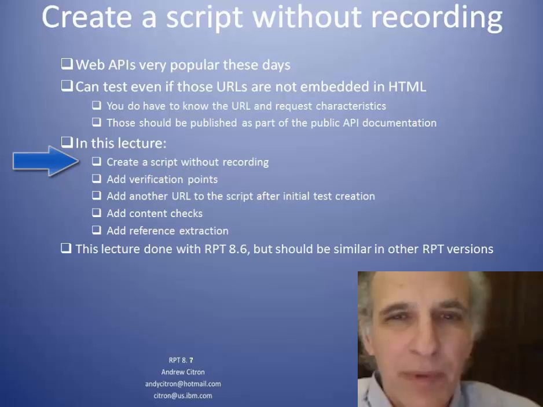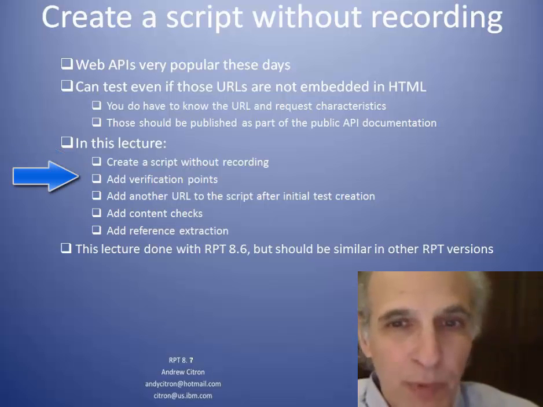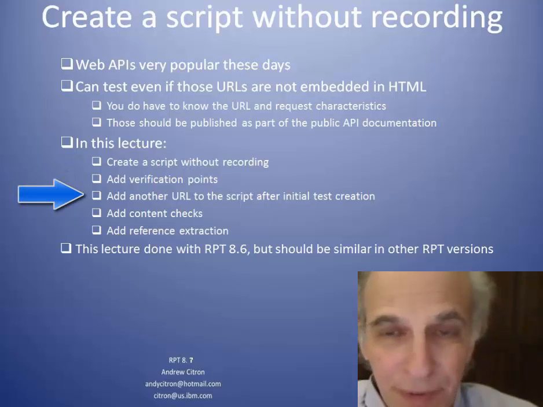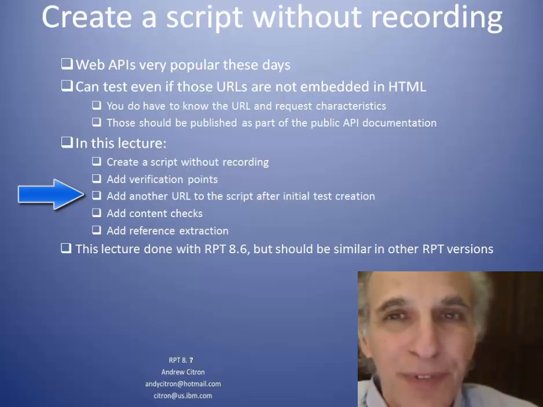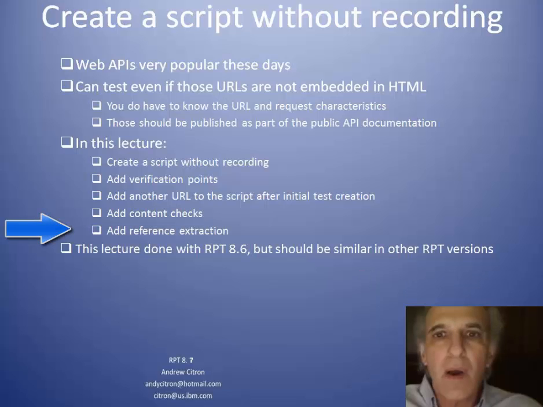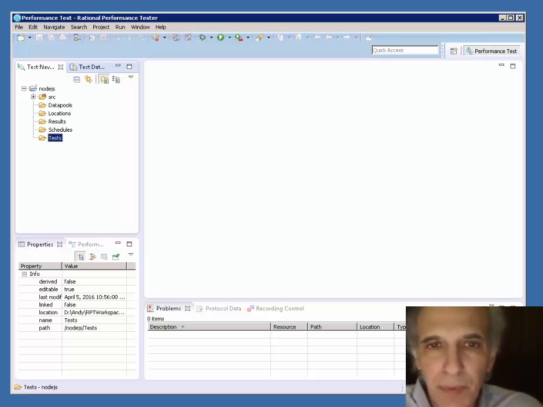So in this lecture, I'm going to cover how to create a script without doing a recording. I'm going to show adding verification points to that script and adding another URL to the script if you find that you need to add additional URLs after you initially created the test. I'll show how to check the content and how to extract references. All right, let me show you how to create a script without recording it, creating a script from scratch.